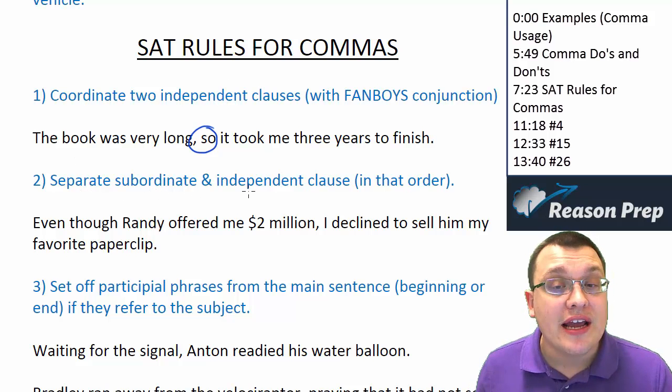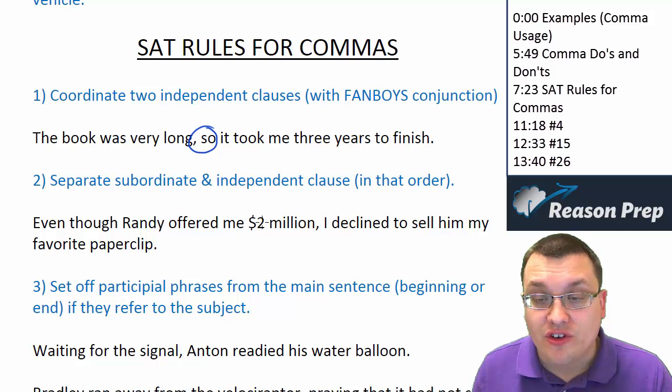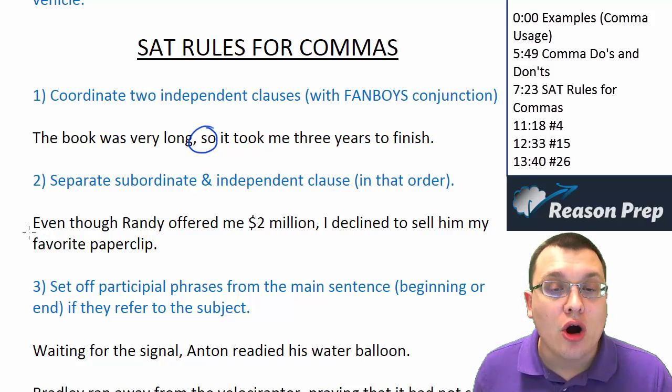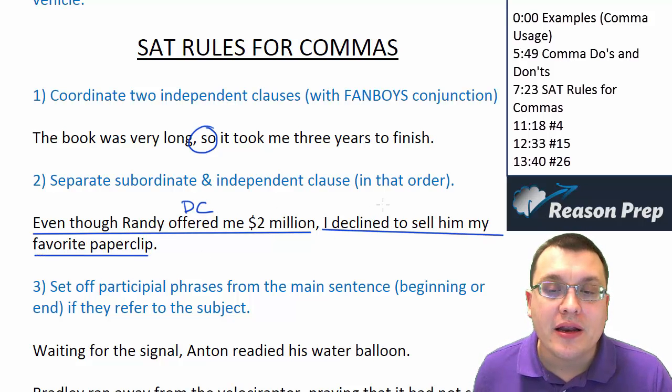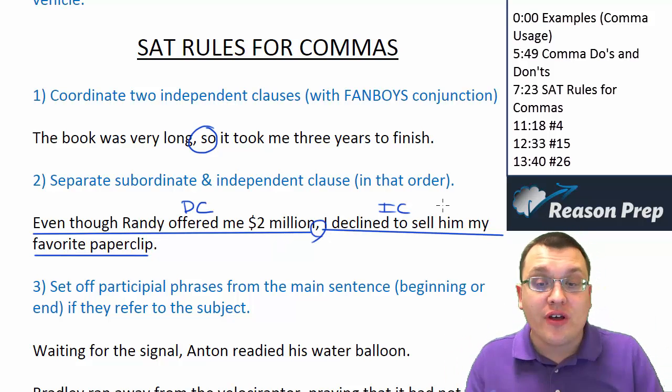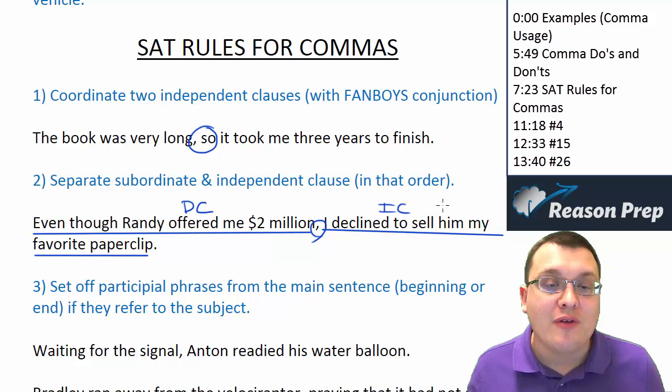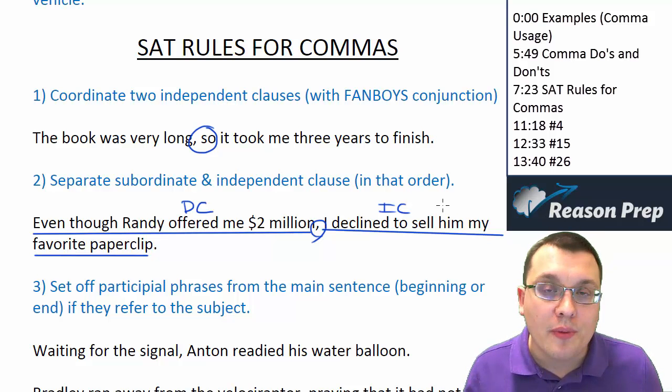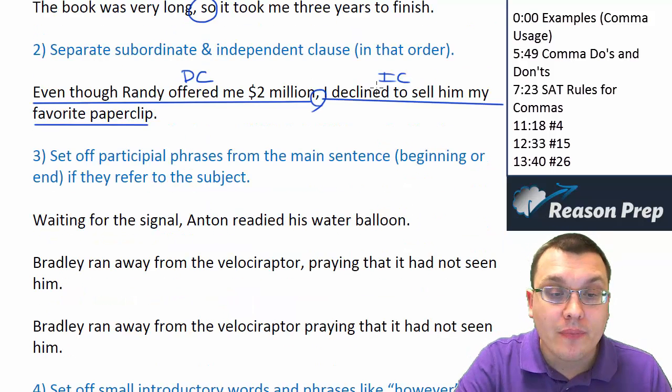Separate a subordinate and an independent clause in that order. We've discussed this previously. Even though Randy offered me $2 million, here is the dependent clause. I declined to sell him my favorite paperclip. Here's the independent clause, and here is the comma, separating them. Remember, if it's flipped, if it's I declined to sell him my favorite paperclip even though Randy offered me $2 million, we would not use a comma.